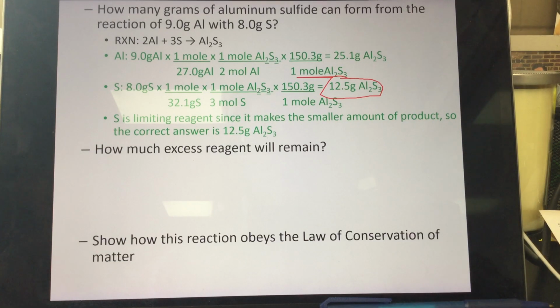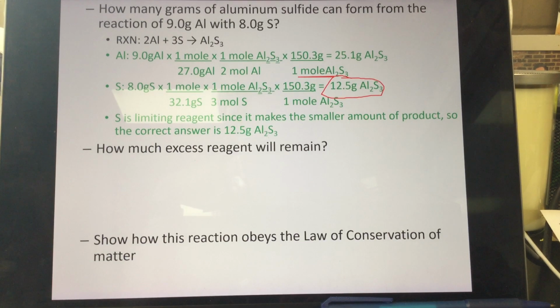And again, you could have stopped at moles if you wanted, but since we're solving for grams anyway, I just do the extra step and go all the way to grams, and then I've already got my answer. Now, besides just figuring out what our limiting reagent is and how much product it will make, we can also determine how much excess reagent will remain.